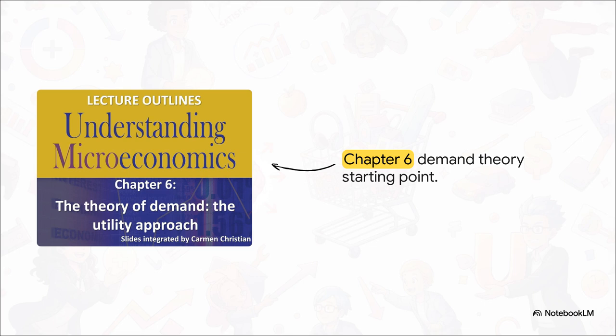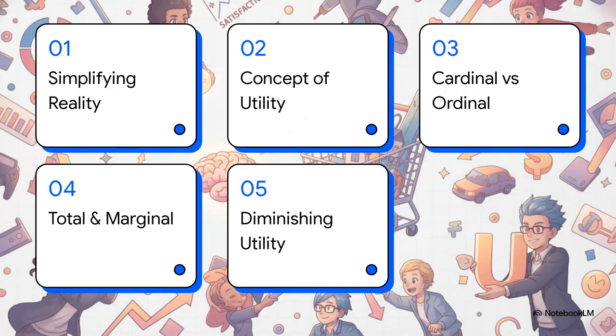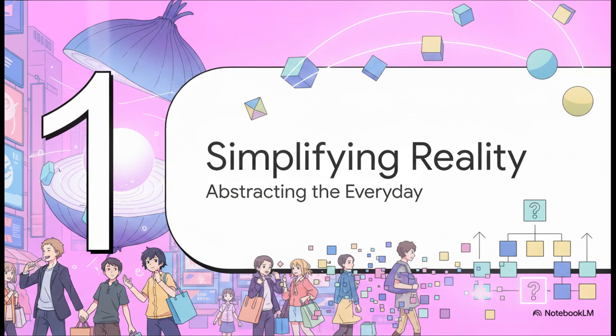Our starting point today is specifically Chapter 6, The Theory of Demand, the Utility Approach, with some excellent slides integrated by Carmen Christian. We're going to see exactly how economists mathematically approach human desire. Here is our roadmap for today. 1. Simplifying consumer reality. 2. The concept of utility. 3. Cardinal versus ordinal utility. 4. Total and marginal utility. And finally, 5. Diminishing marginal utility.